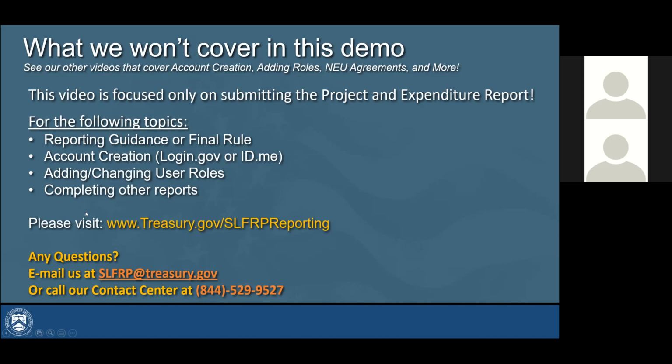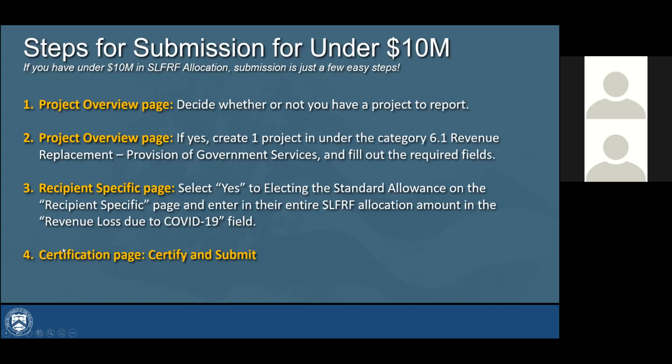So, all right, with that, let's jump into the high level, just quick steps on what you need to do to submit your project and expenditure report. And I really want to hammer this point home because these 4 steps here that I have on the screen are going to be the only steps you're going to need to take if you have less than $10 million in SLFRF allocation.